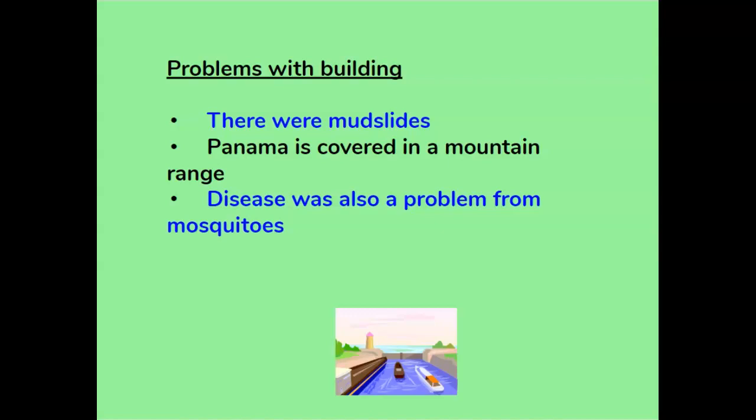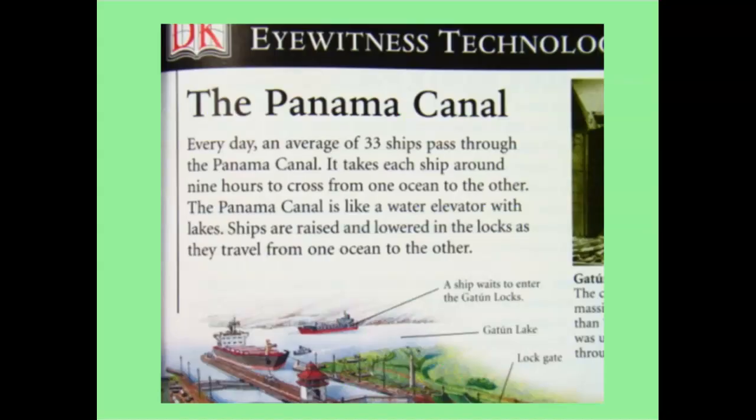And here's another from the DK book about the Panama Canal. On average, 33 ships can pass through daily, and they continue to have to make the locks bigger because ships continue to get bigger. And it's like a water elevator. If you think of that, locks are like a water elevator that raises or lowers them by either pumping water out or pumping water into the lock through very thick gates. Imagine that water pressure, how much it takes to hold that water back.